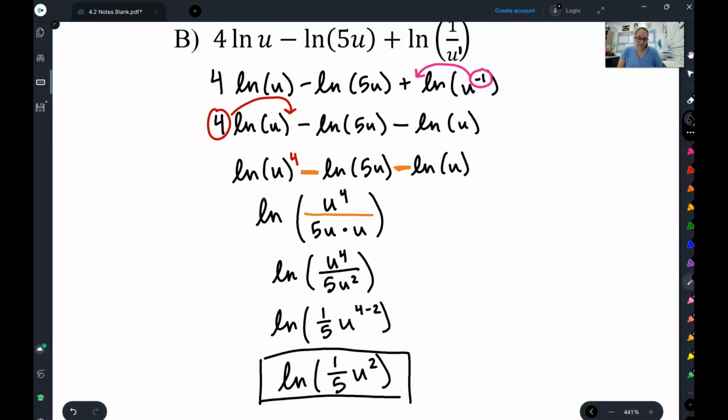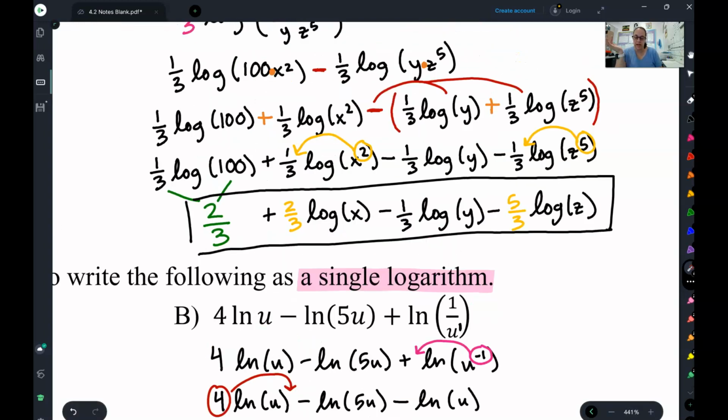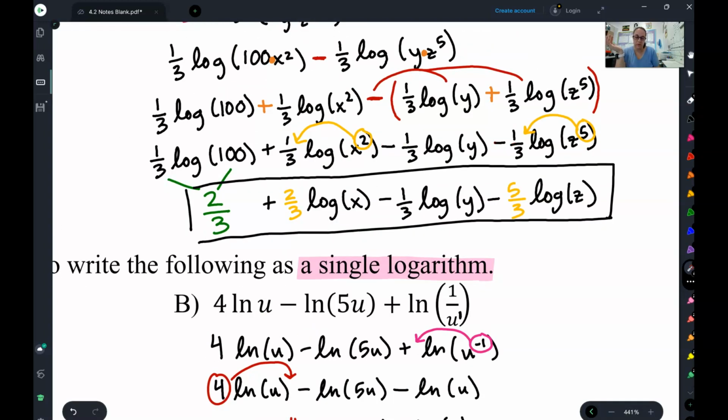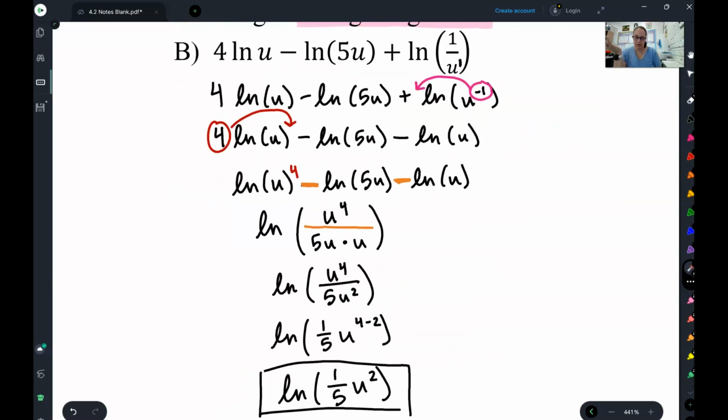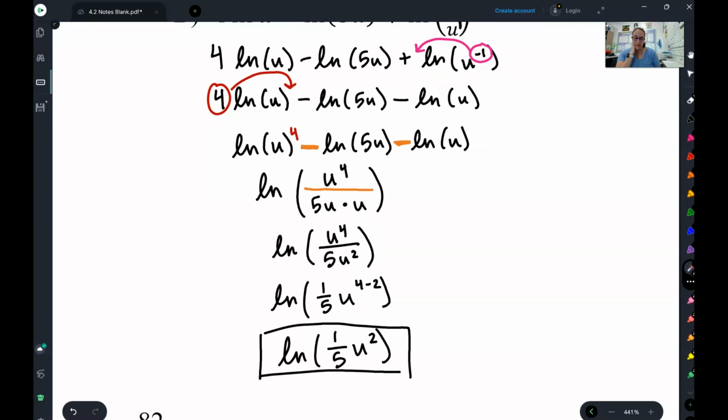Let's see how you did. So here I have, we got to this point where we moved this and made it a negative. So next thing I'm going to do, I'm going to move the 4 in front to become an exponent right there. Second thing I noticed, these are both subtracting. So like we noticed in this last problem, if they're both subtracting, they both go in the denominator. So I put the 5u in the denominator and the u in the denominator. Combine those, 5u times u is 5u squared.